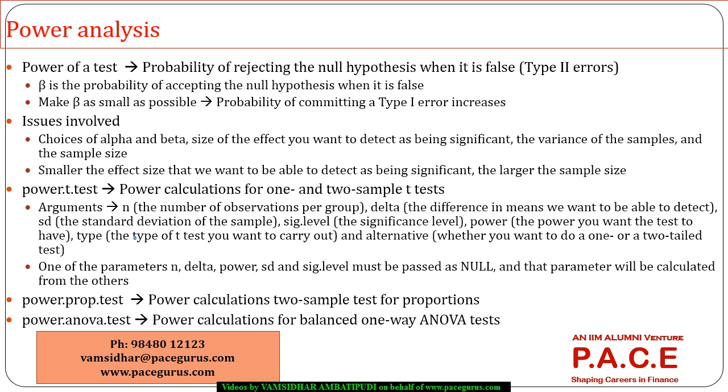Then, one more context that we are getting into is doing a power analysis. We can define the power of a test as the probability of rejecting the null hypothesis when it is false. Type 2 error is a beta error, and 1 minus beta is what we are calling the power of a test. So beta is basically the probability of accepting the null hypothesis when it is false. If I am rejecting the null hypothesis when it is false, that is the correctness. So I am talking about that as the power of the test. So my beta error should be as small as possible.